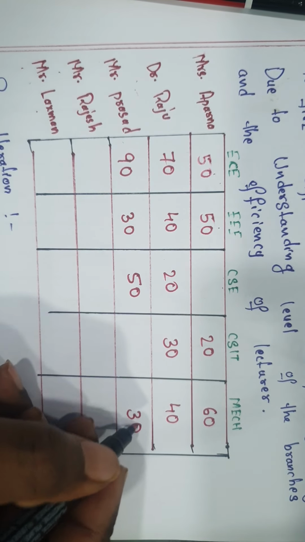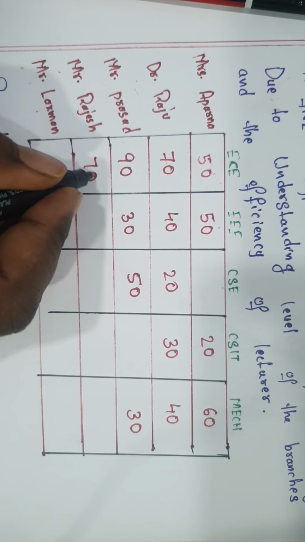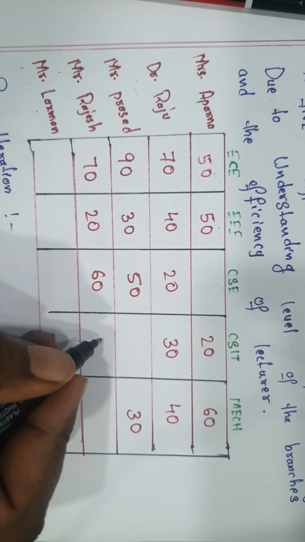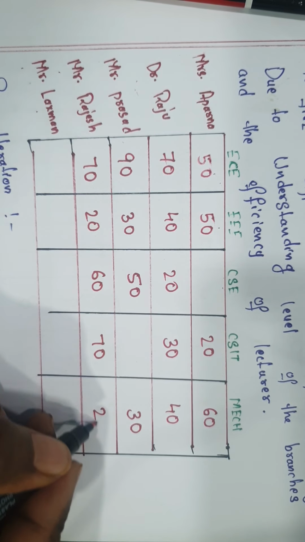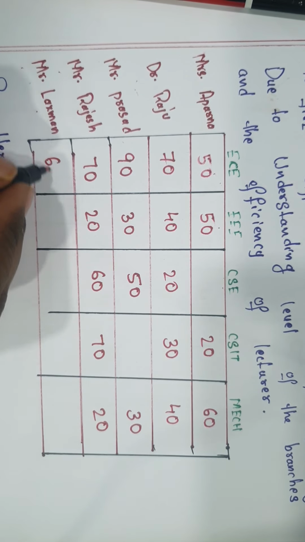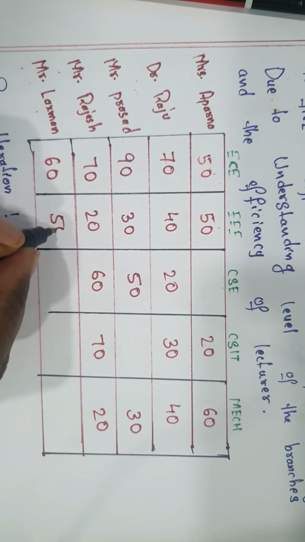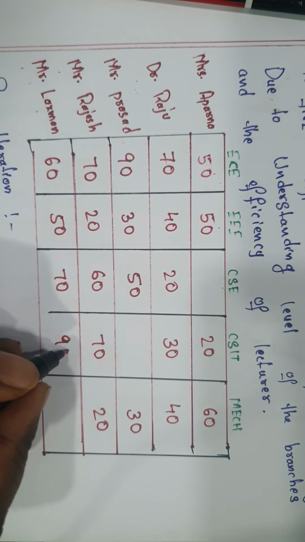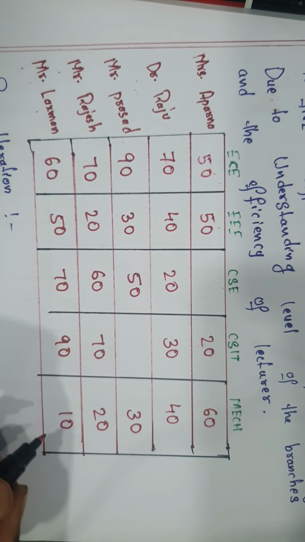Then this one is 30. The next one is 70. The next is 20. The next is 60. The next is 70. The next is 20. The next is 60. The next is 50. The next is 70. The next is 90. The next is 10.